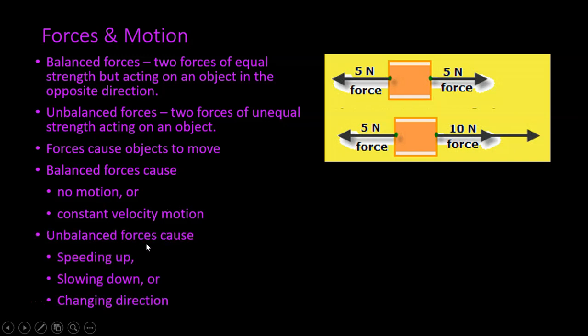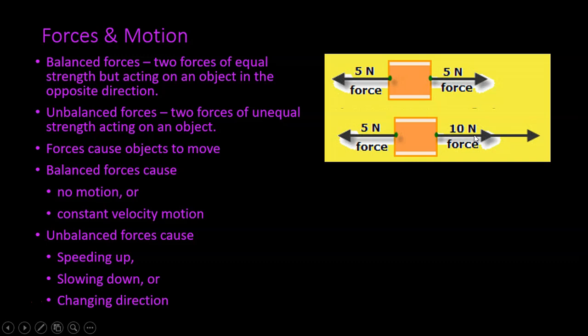Unbalanced forces cause an object to speed up, slow down, or change direction. Don't worry too much about this last one. We're going to get to that in a unit later in the course. But if we look here at this box, if it's at rest and we all of a sudden start pulling on it to the right with 10 newtons and pull to the left with 5 newtons, the object is going to speed up to the right.